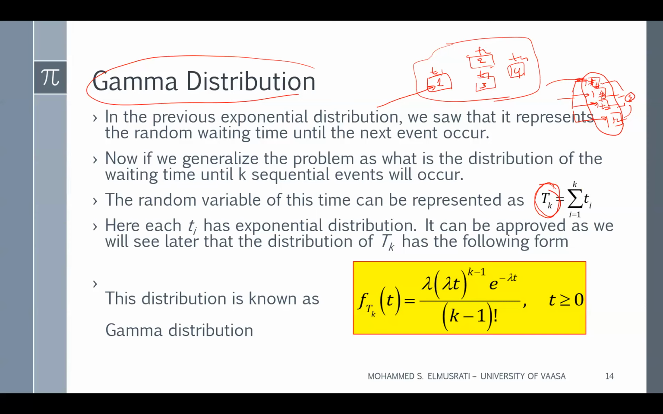Now I am looking for the distribution of the time Tk, which is the summation of all these times. For example, T1 plus T2 plus T3 plus T4. What is the distribution of this new time? Because this new time is also a random process. It is also a random variable. I am sometimes swapping between random process and random variable.